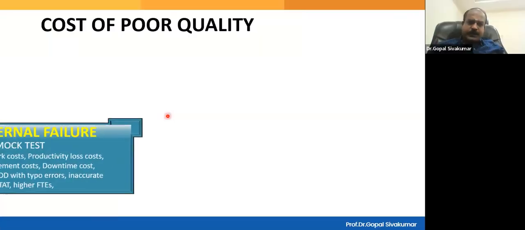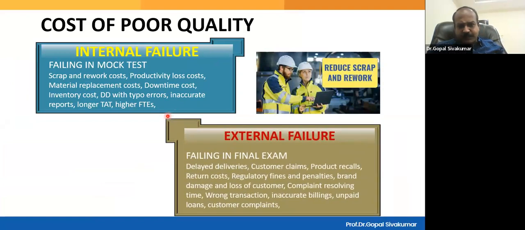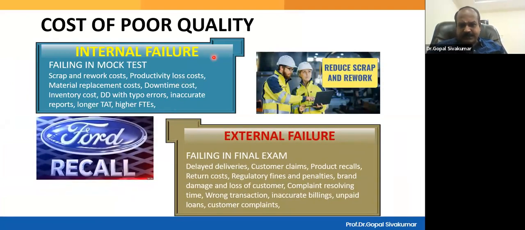So cost of poor quality, we have already studied. When I say cost of poor quality, there are two types of failure: external failure and internal failure. The examples are highlighted here. Scrap and rework are internal failure. Your productivity is low, that's an internal failure. And machine downtime, internal failure. Your inventory levels, internal failure. Nobody from outside is going to talk about it. Only you people will be talking about it. They're all called internal failure.